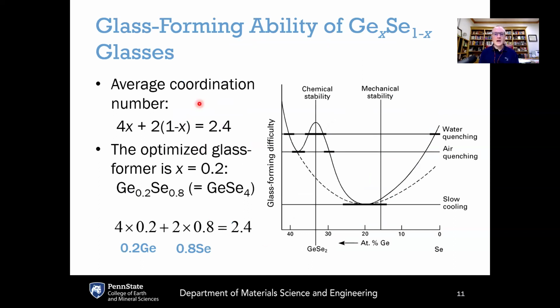Now, how do we find the best glass forming system in this germanium-selenium system? What we need to do is calculate the average coordination number as a function of composition.